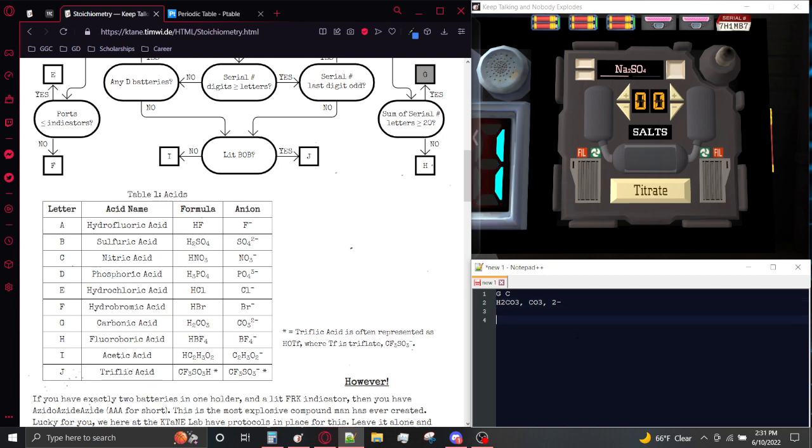You'll see why it is. And then for Charlie, we have nitric acid, which is HNO3. The anion is NO3, and the charge is 1 minus.